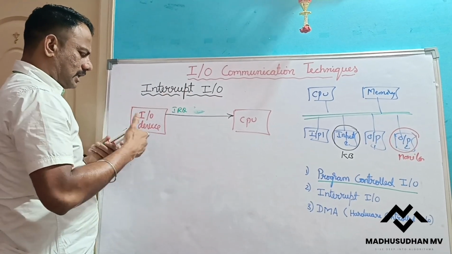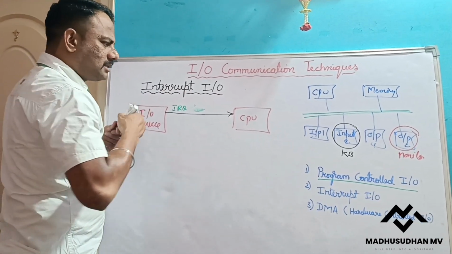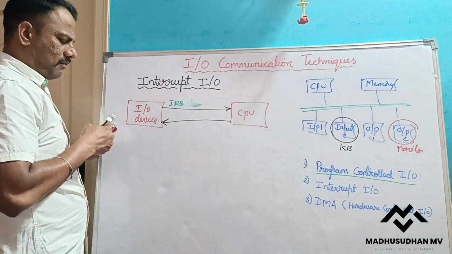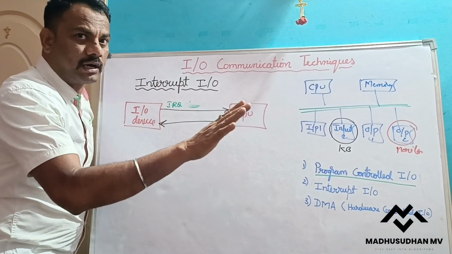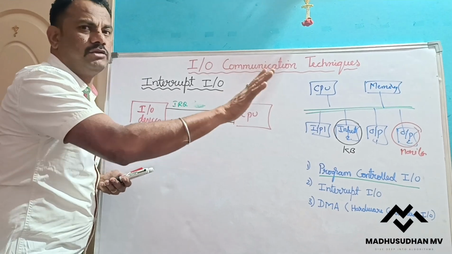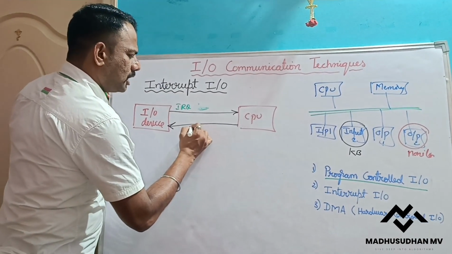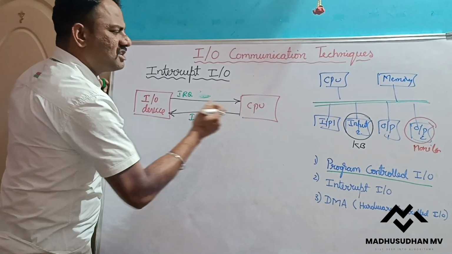Upon receiving this interrupt request, the processor will send one acknowledgement back to the IO device saying that I have received your interrupt, I'm going to service your request soon. Okay, so that is the interrupt acknowledgement. It will send that back.